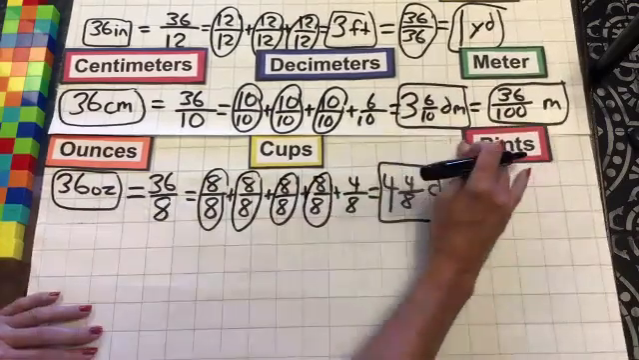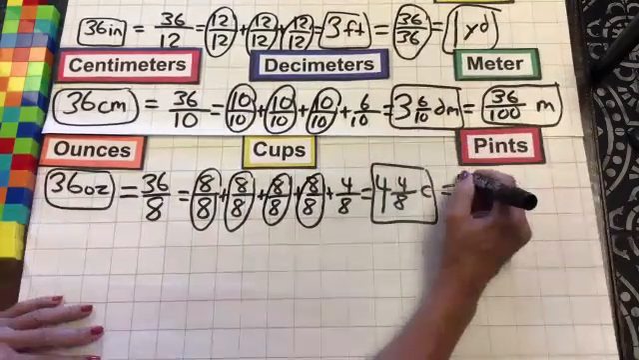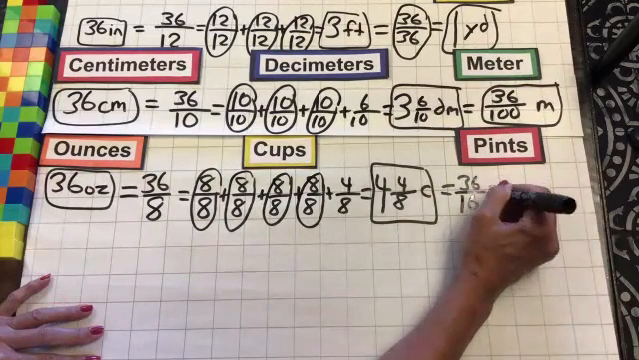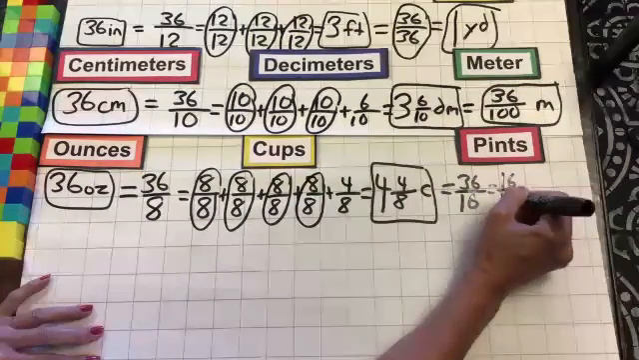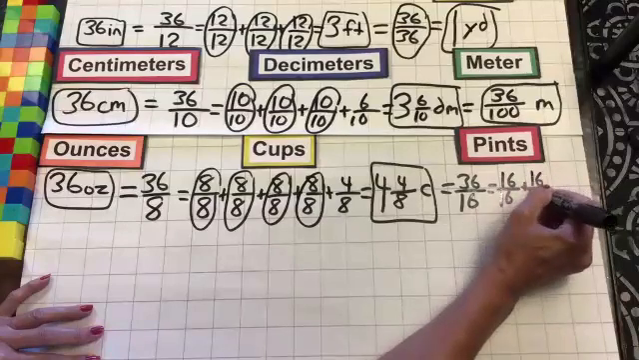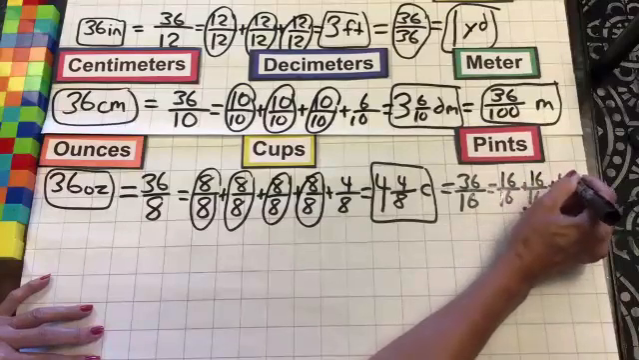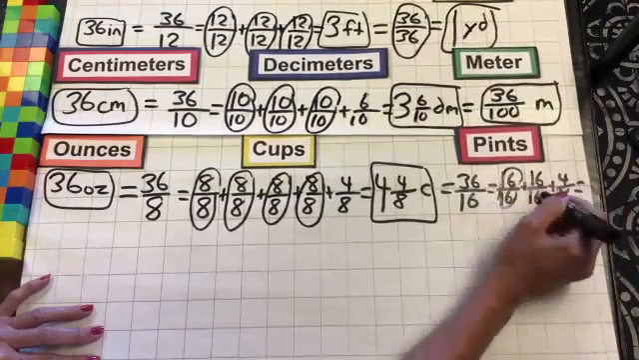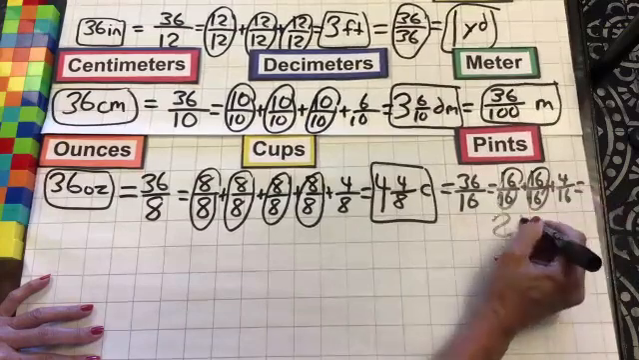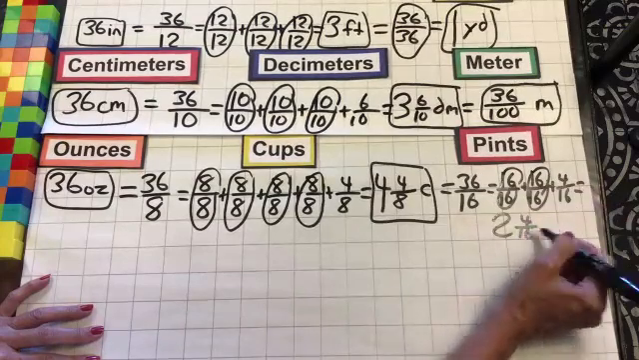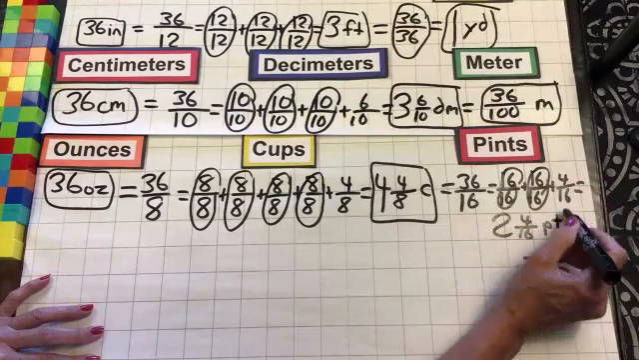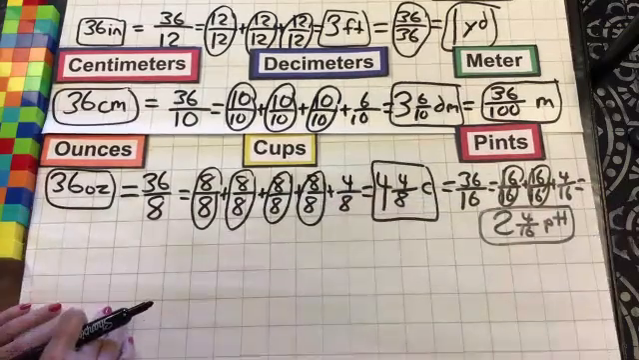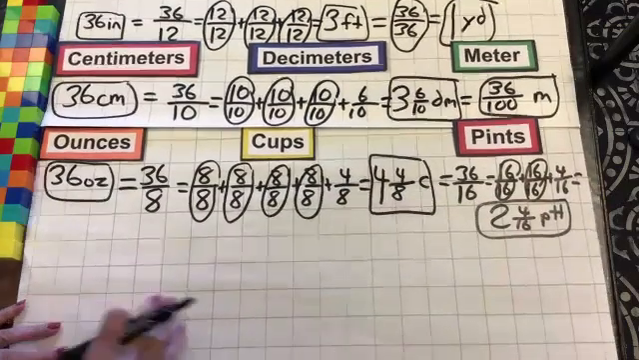And then we're going to put that into pints. Let's see if we have enough room for the pints. So this is 36 over 16 this time. So we know we can get 16 plus 16 is 32 plus 4. So that equals 2 and 4/16 of a pint. All right. Any questions? I hope not.